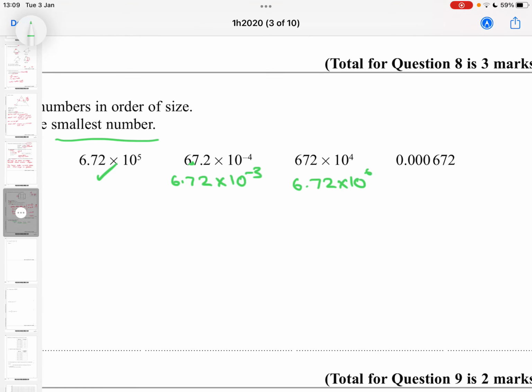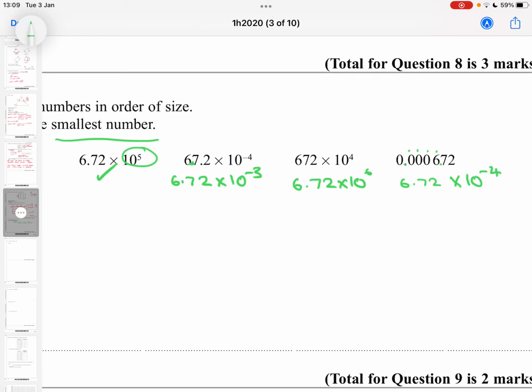And then the last one, we have to actually write it in standard form. So there's the decimal, and the decimal has to be here. So you can see that the number has to move 1, 2, 3, 4 places. So that's going to be 10, and it's going to be -4 because the decimal has to move eventually to the left. Right, so now that I have it, all my numbers are the same, but it's the powers that are not the same. So that is what I'm going to compare.